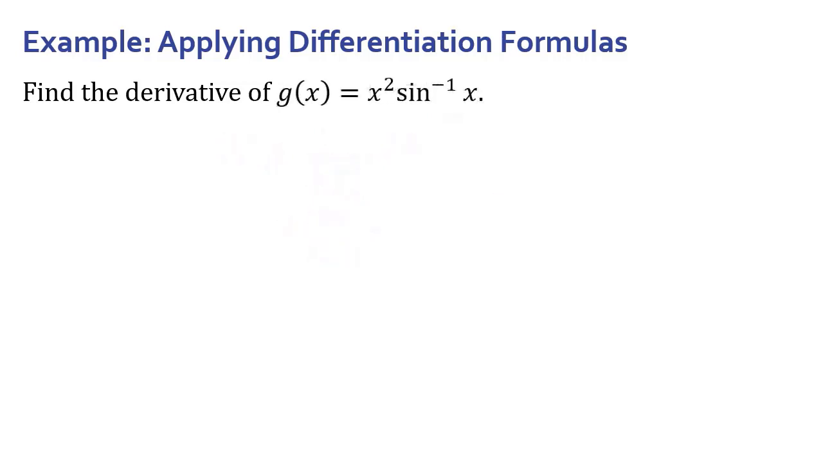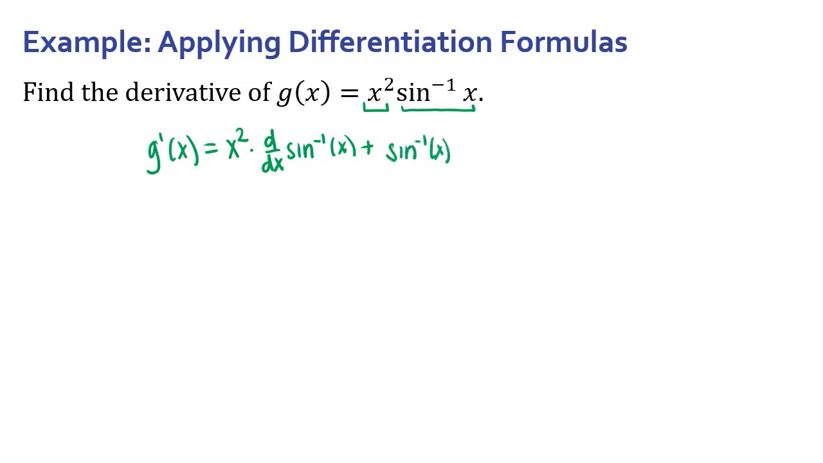All right, so let's look at another one. Find the derivative of g of x equals x squared times the sine inverse of x. In this case, I've got two functions that are getting multiplied together, so I'm going to use the product rule. So g prime of x is going to be the first function times the derivative of the second, plus the second function times the derivative of the first.